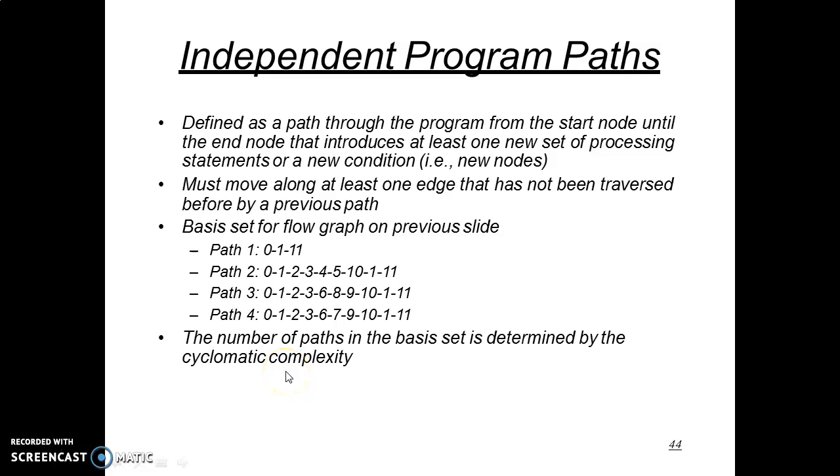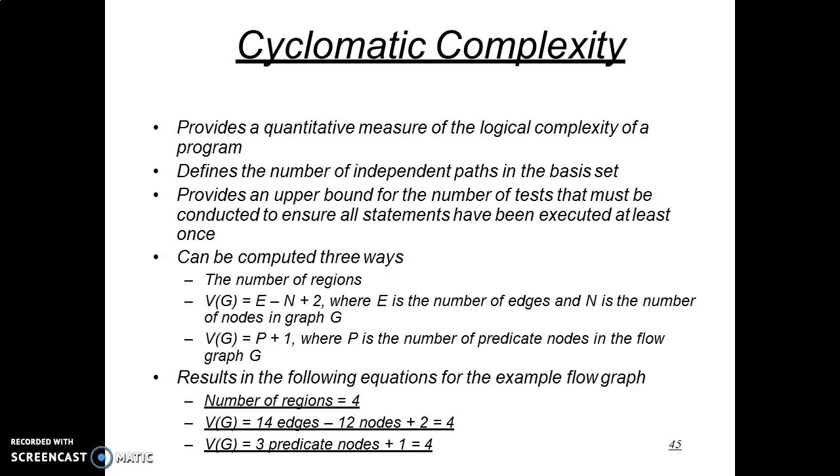The number of paths in the basis set is determined by the cyclomatic complexity. It provides a quantitative measure. Whenever we have some number associated to something, we can say that it is quantitative. For example, number of lines, say 1000, or number of errors, 50. So this is a quantitative measure of the logical complexity of a program. It defines the number of independent paths in the basis set. It provides an upper bound for the number of tests, that is, how many maximum tests must be conducted to ensure all statements have been executed at least once.